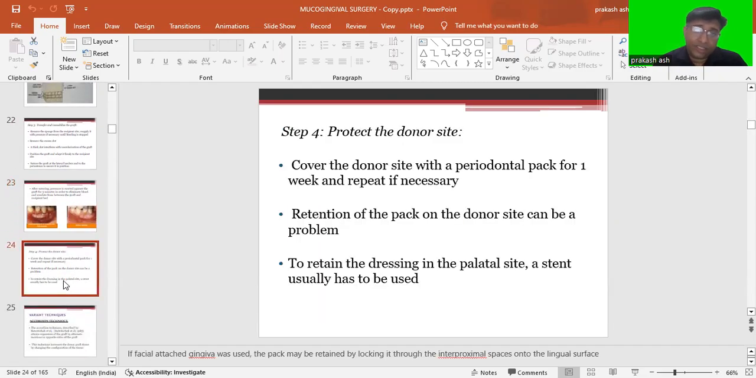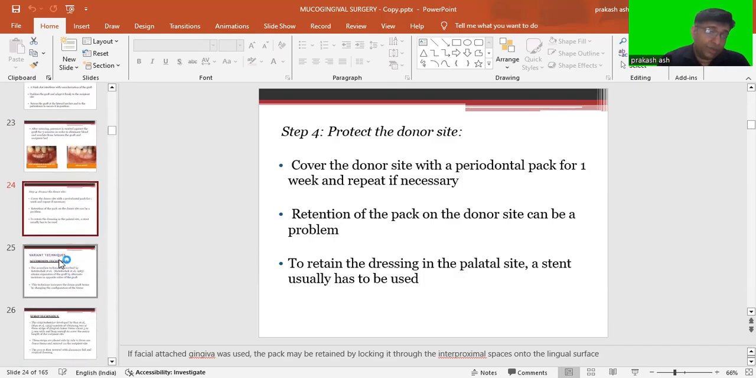Now coming to the fourth step, protect the donor site. Cover the donor site with a periodontal pack for 1 week and repeat if necessary. Retention of the pack on the donor site can be a problem. To retain the dressing in the palatal site, a stent usually has to be used.